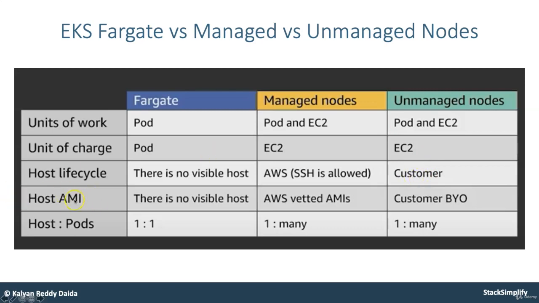From the host AMI perspective, we really don't have any visibility about the host AMI in Fargate, because we are not even able to log in, and we are not controlling that. But in managed nodes, AWS-vetted AMIs will be provided for us, and they will be patched and auto-updated by AWS for us. So that's the reason it is called managed nodes.